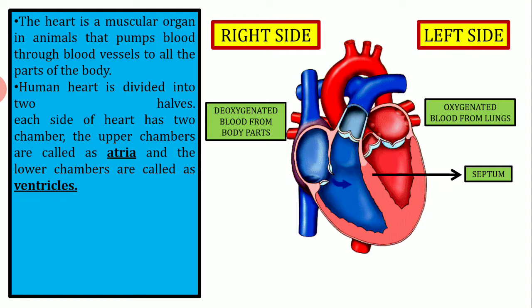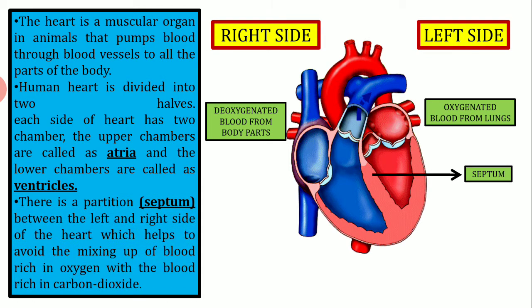Each side of the heart has two chambers. The upper chamber is called the atria and the lower chamber is called the ventricle. There is a partition or a septum between the left and the right side of the heart, which helps to avoid the mixing up of the blood rich in oxygen with the blood that is rich in carbon dioxide.